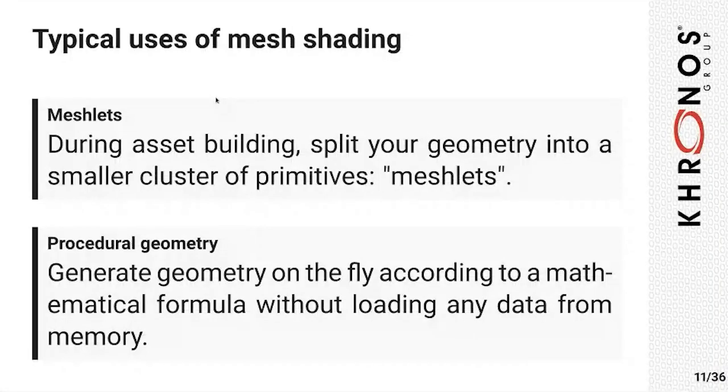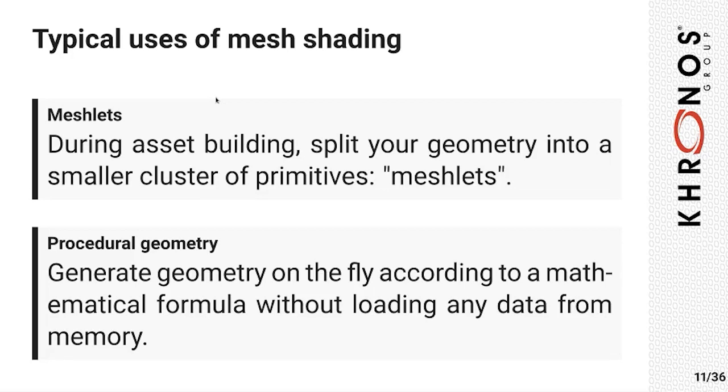What are some of the typical uses? There are two things that we usually mention. The first one is meshlets. I think some people yesterday already showed you some of that. What a meshlet means is that when you are building assets for your game, instead of working with the full thing, you split your geometry into smaller groups of primitives. These smaller groups are called meshlets. The other interesting thing that you can do is procedural geometry, which means that you might have an application where you have a mathematical formula to generate your vertices and primitives. I spoke to a gentleman here yesterday who uses this for seafloor simulation. Is that correct?